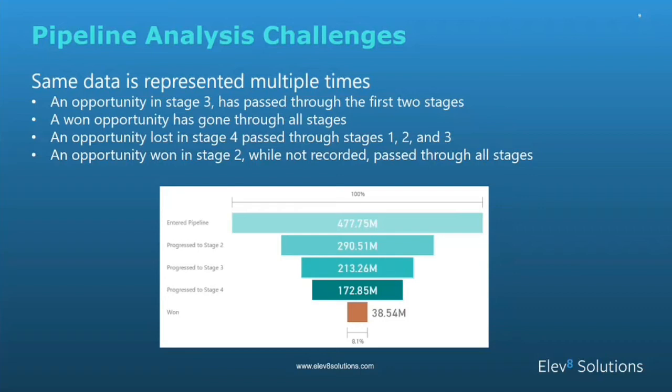The same thing could also happen, and this happens too, that there are people who have a couple of opportunities on the side that they don't put into the system, so they can work on them. As soon as they become more likely to win, they'll put them in the system, and then they might already be in stage 2 or 3 or 4 before you get them, and you still have to make the assumption that it actually progressed through all of those stages, because it did, even though it wasn't recorded. So there are some challenges there in making sure that the correct data is represented for each of those stages.